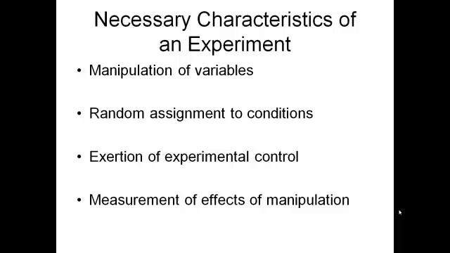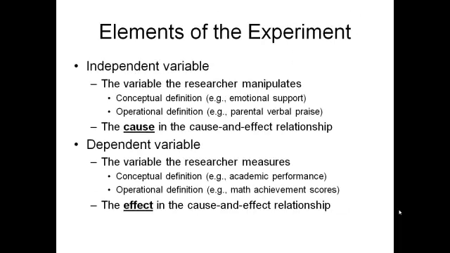Finally, an aspect of an experiment is once you make that manipulation, now you need to find a way to measure the effect of that manipulation. So in other words, you're being able to say that the condition that you created caused changes in another variable, and that other variable would be the dependent variable. So let's talk about that. The independent variable is the variable the researcher manipulates. That is the cause in the cause and effect relationship.